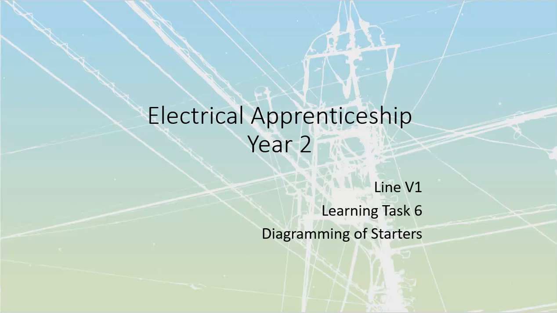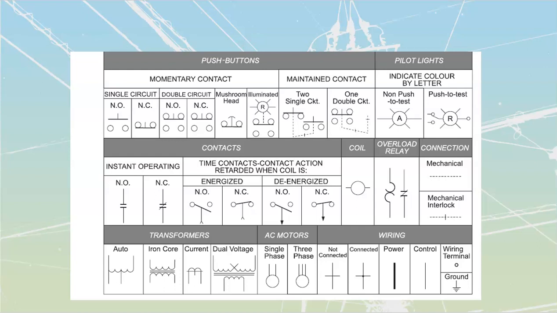All right, line V1, we're taking a look at learning task 6, and this is going to be video 3, or video C, of this little mini series inside of this whole line over here. We left off, the first video had a bunch of stuff about what the components are, an explanation of the actions.